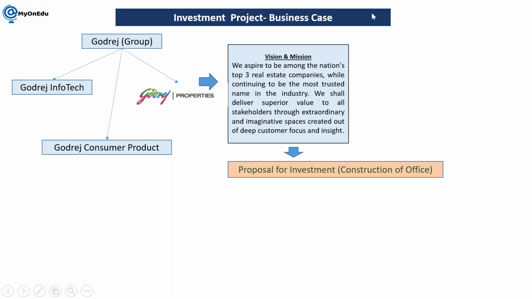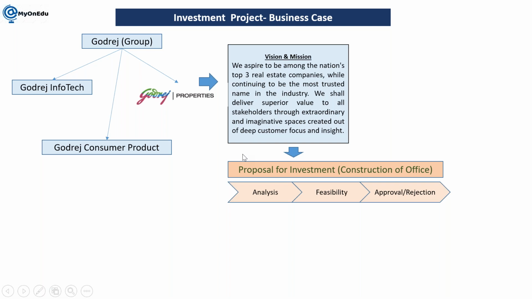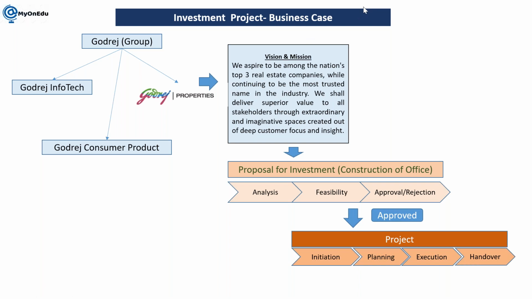Okay, so whenever we are proposing a project, that has to be aligned with the objectives, vision and mission of the organization. Let's say if any new proposal is coming, for example a new office needs to be constructed, we have to understand how exactly it is helping my vision and mission. Whatever things they are doing always need to be aligned with the vision and mission of the organization. So this has to be analyzed, and then it will go to feasibility. Then it will go for approval or rejection. Once it is approved, then it will be executed.